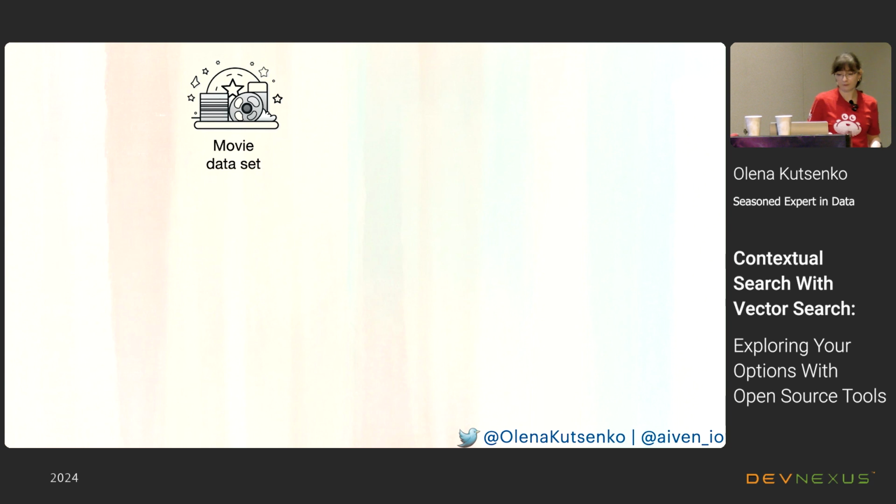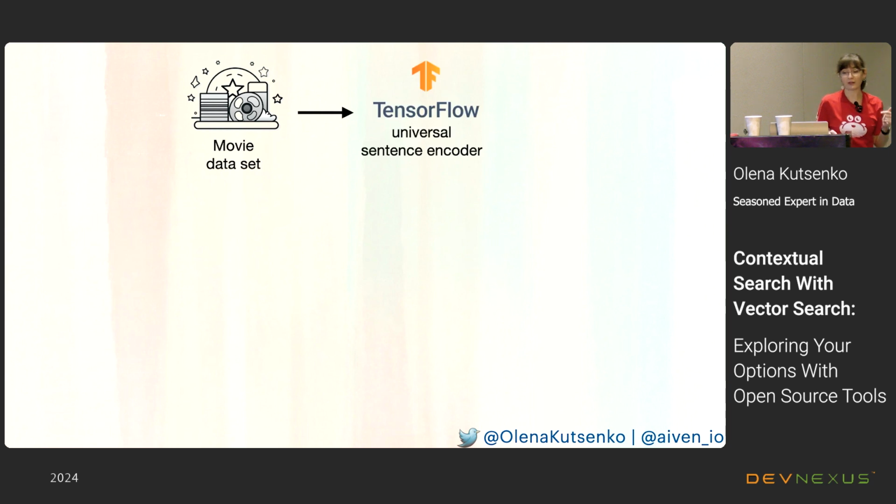So in the first demo, and I will share the code later, we are going to take the data set. For us, it's a movie data set. We start with that. And then we are going to use the model. Here I'm using a TensorFlow model, the universal sentence encoder, to calculate those vectors, the locations of the objects. And then we take those vectors and we store them in a database.